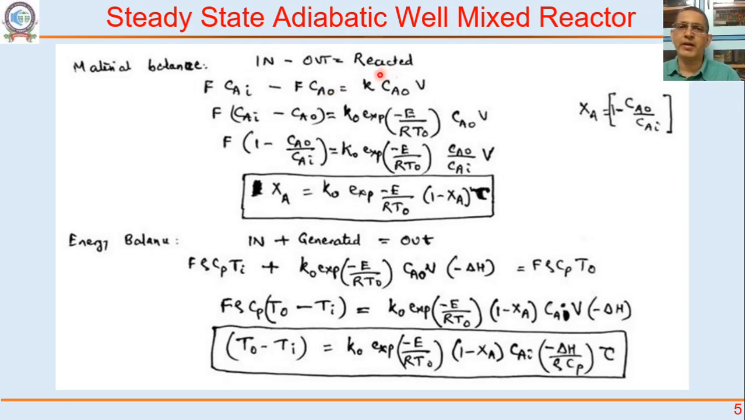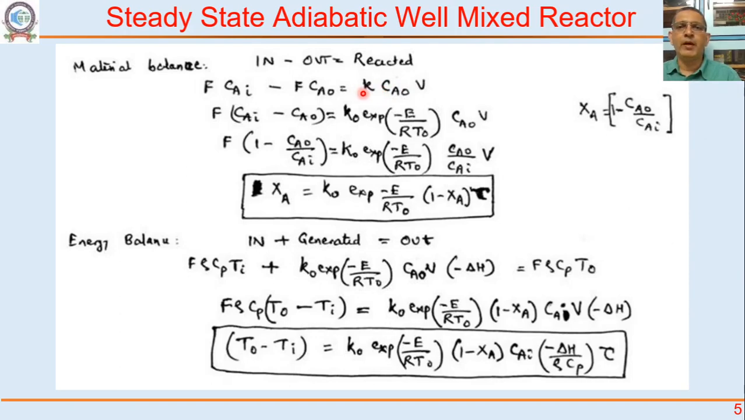Reacted is a first order reaction, so KCAO is the rate of reaction per unit volume, multiplied by volume of reactor, so that will be the kilomoles reacting per unit time. In minus out is equal to reacted. Material balance, we have done this long back in our undergraduate course.